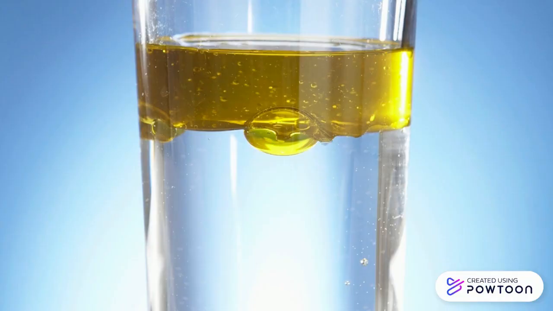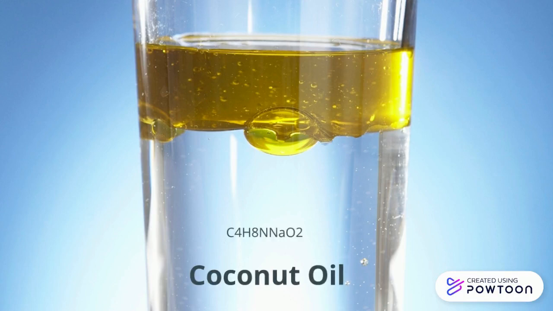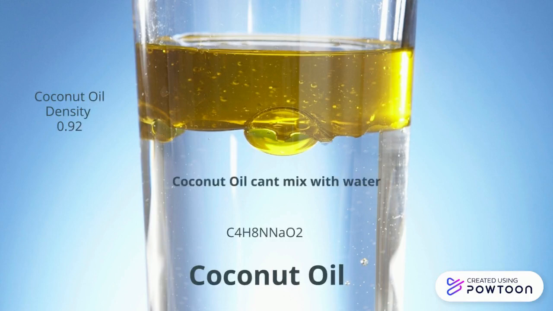How do we identify coconut oil? Well, it's quite simple actually. You just put coconut oil on top of water and see if it mixes, or the supposed substance of coconut oil on top of water. You see, coconut oil has a density of 9.2, while water has a density of 9.9.